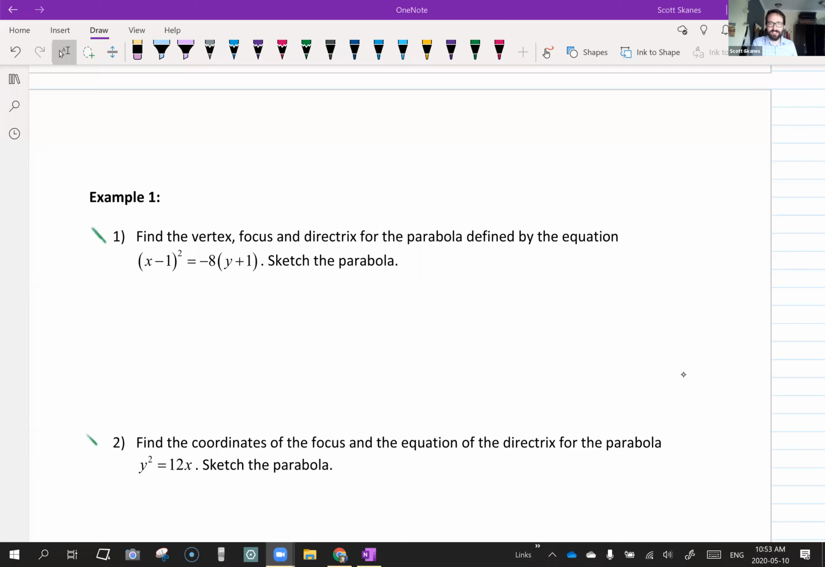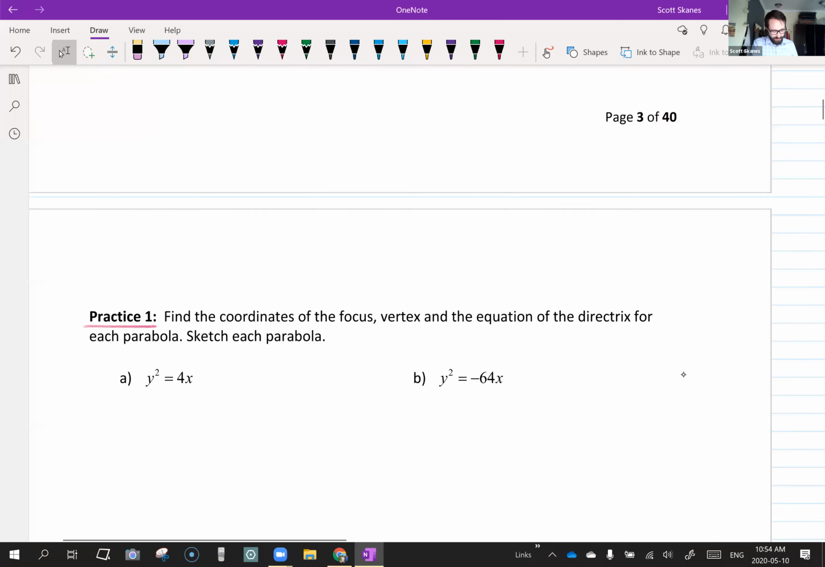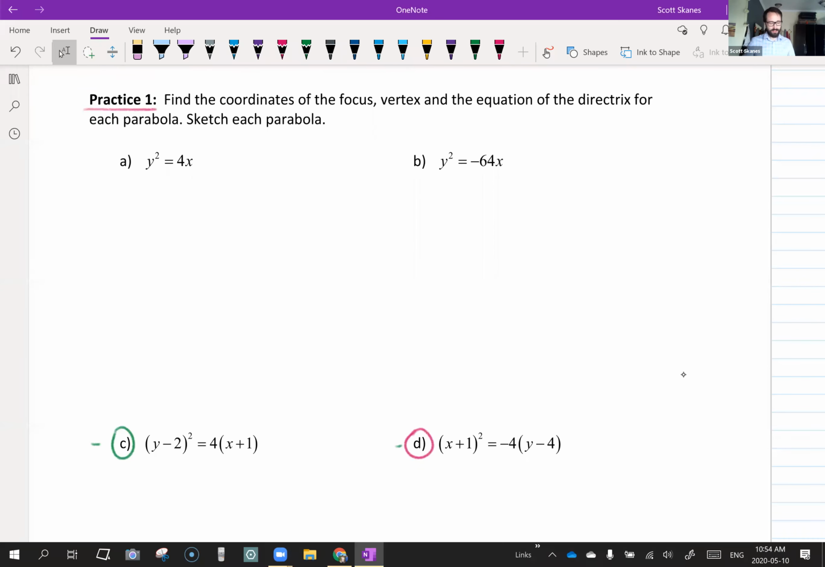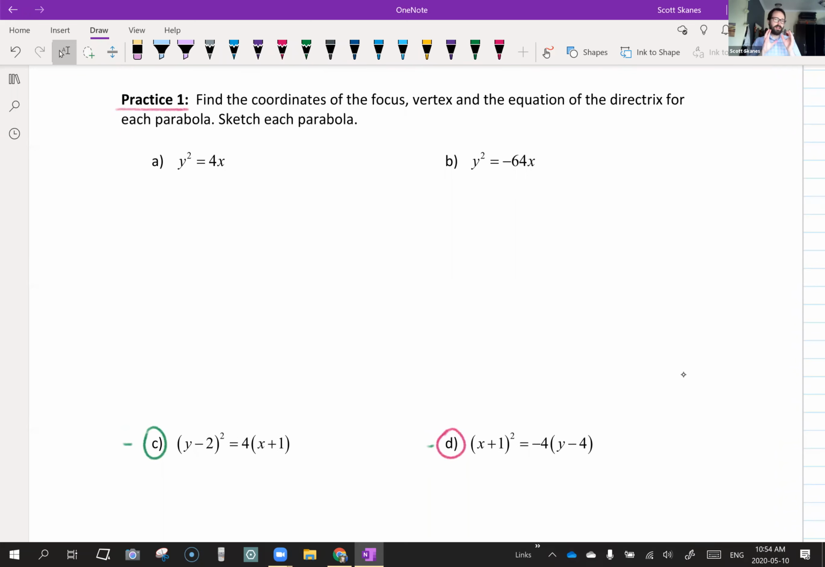Okay, let's do an example so that this becomes clear, because honestly, this is not difficult, but there's a lot of different pieces to put together. So let's do this together. Practice 1. For each parabola, find the coordinates of the focus and the vertex and the equation of the directrix, and sketch the parabola. I'm always going to sketch it. So I'm going to go ahead and do C.